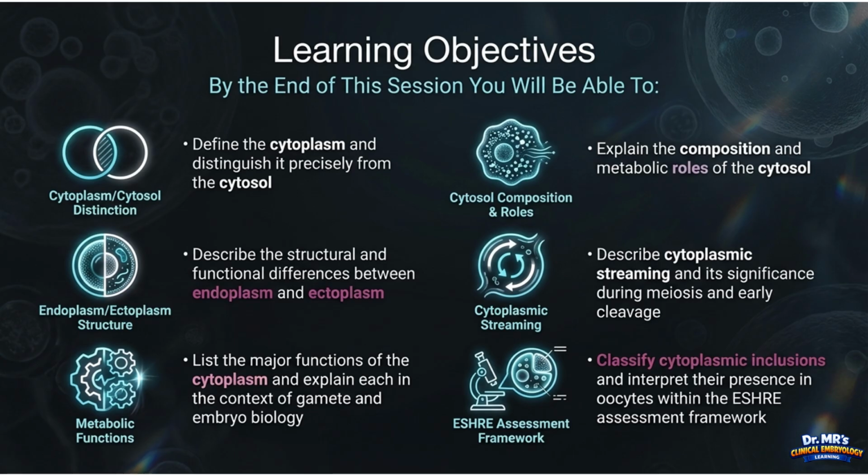You should be able to list and explain the four major cytoplasmic functions in the context of gamete and embryo biology, not as abstract cell biology, but connected to the oocyte, the zygote, and the cleaving embryo. You should be able to explain the composition and metabolic roles of the cytosol, including its role in calcium signaling and cell cycle regulation.